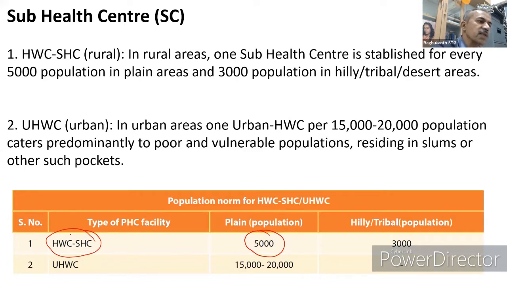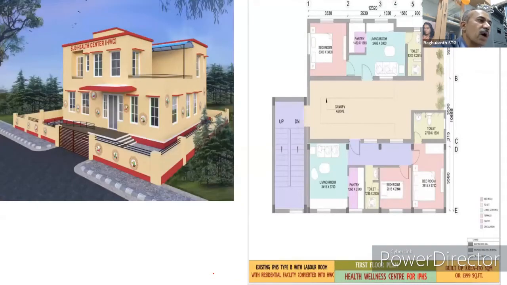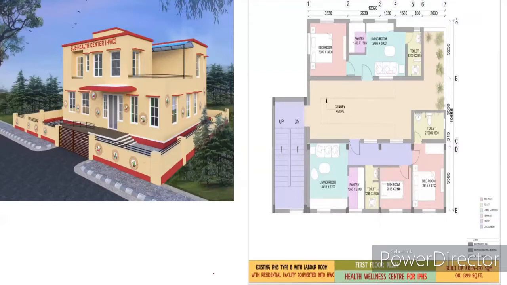So you can even construct them in urban areas also. They say every 15,000, it should be like a specialized kind of thing, like the slums or pockets, where you can construct this sub center also. And of course, this is how a sub health center should look like. A lot of plans are there. If you want to go for 2-story, 3 stories, how you should construct, these details are available itself.